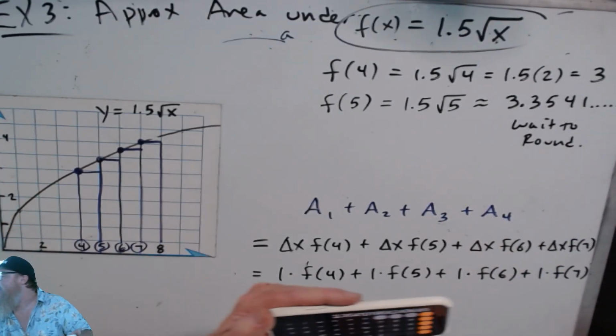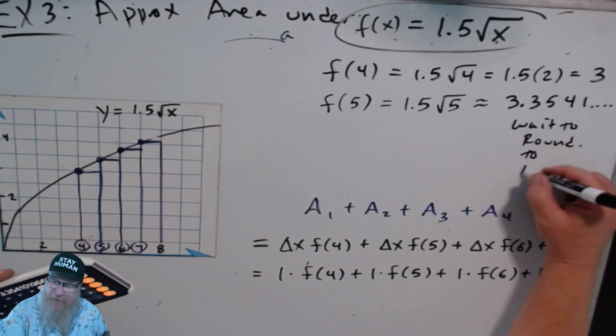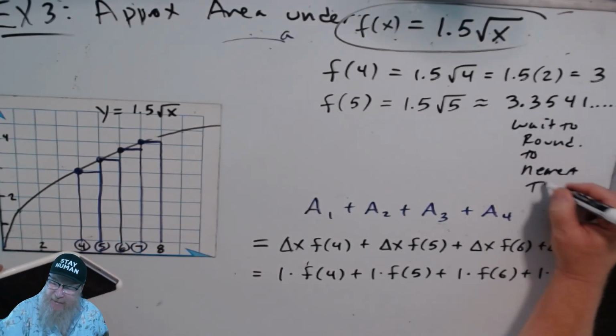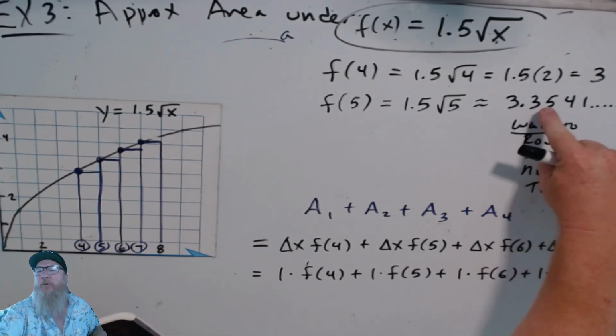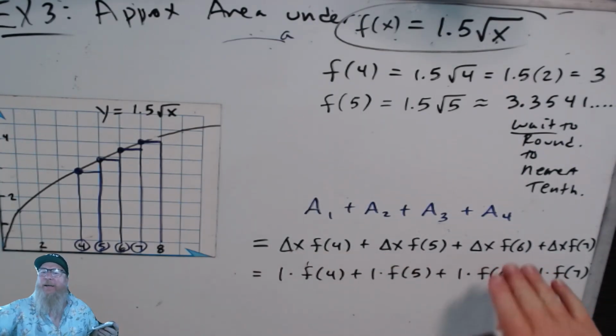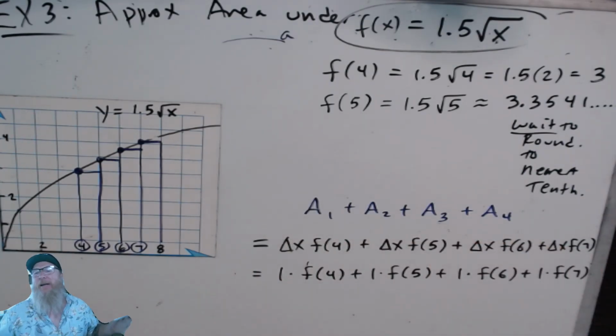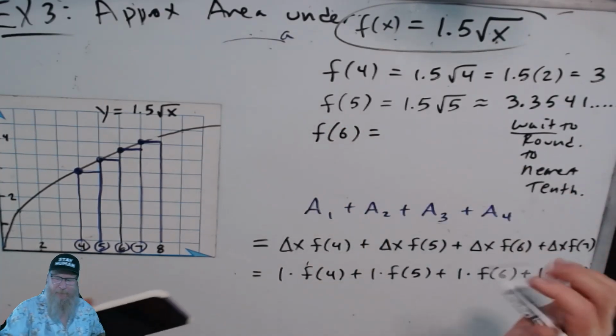I forgot to tell you the directions. We will round to the nearest tenth. But let's wait. Don't round now, because if you round it now to the nearest tenth, by the time you get done with all of these, you got 4 different rectangles, it'll be off by a little bit. So just wait till the very end.